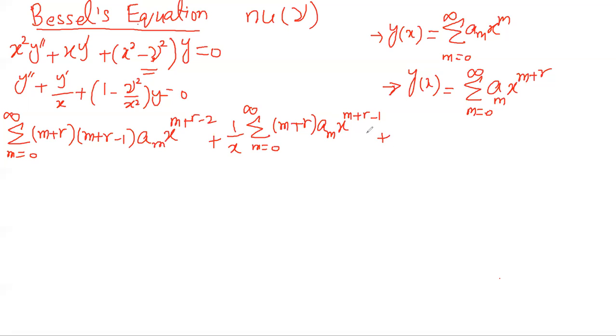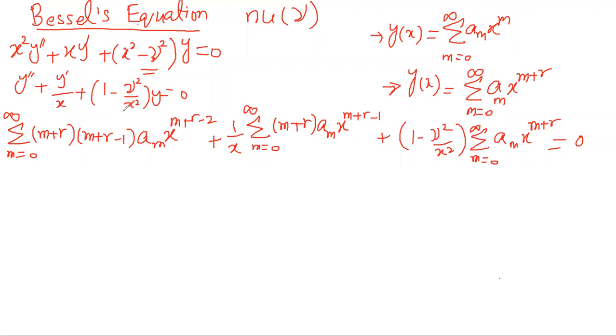And then for the last term, we have this 1 over this. So (1 minus nu square over x square), and then sigma m is equal to 0 to infinity, a_m x power m plus r. And then that is equal to 0. So we have substituted the Frobenius method of substitution into the Bessel's equation. So now we can simplify it.